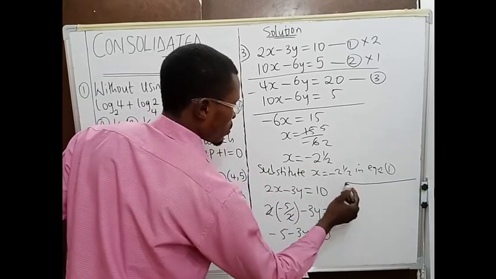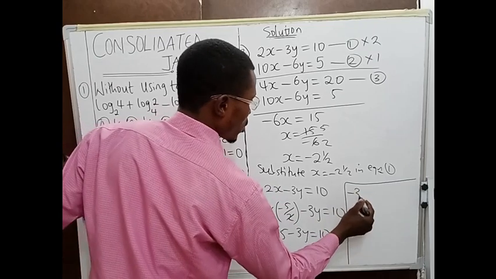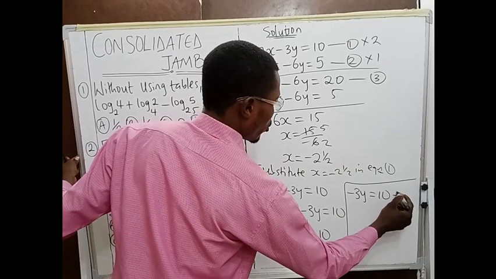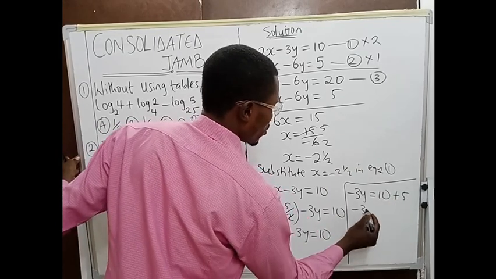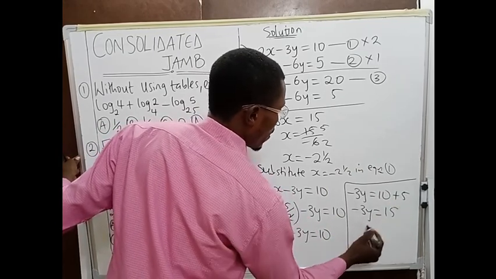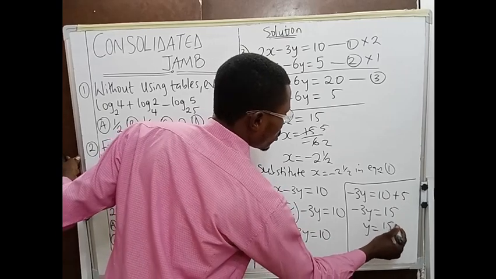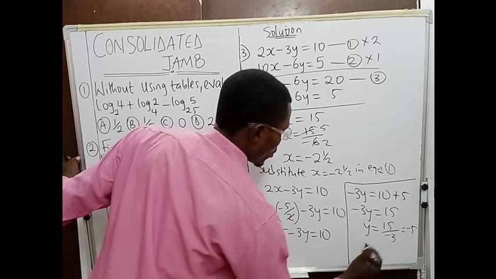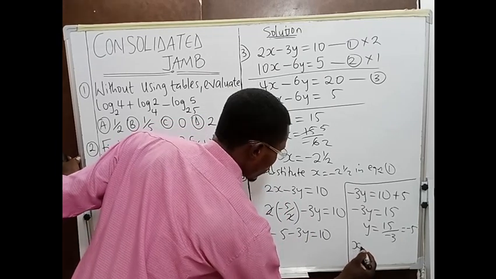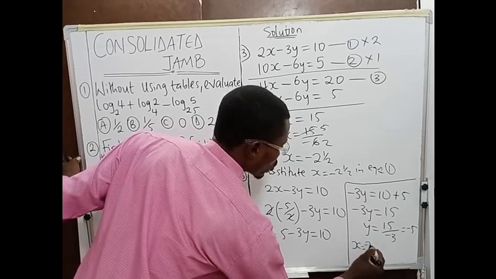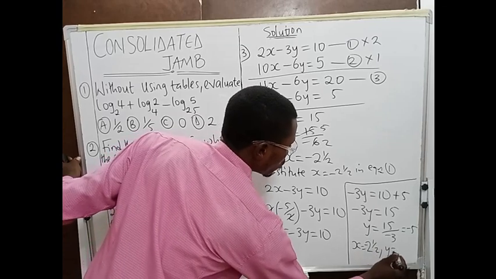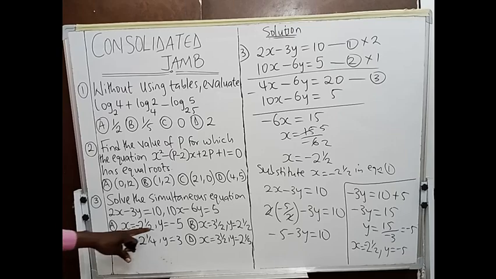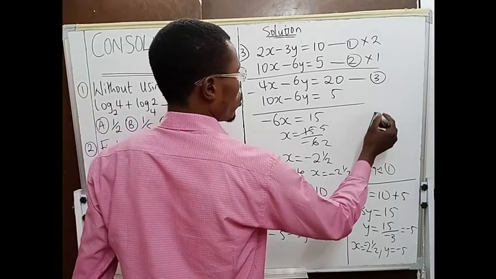Let me use this part of the board. So I have minus 3y when I collect like terms equals 10. 5 goes there to become plus 5. So minus 3y equals 15. My y equals 15 over minus 3. That will give me minus 5. So my x is what now? Minus 2 number 1 over 2. My y is what? Minus 5. And that is given by option A. Option A gives the correct answer for number 3.